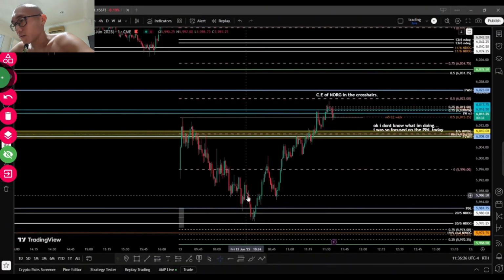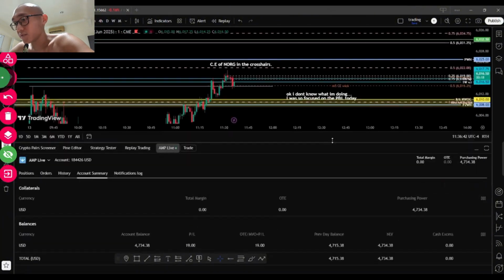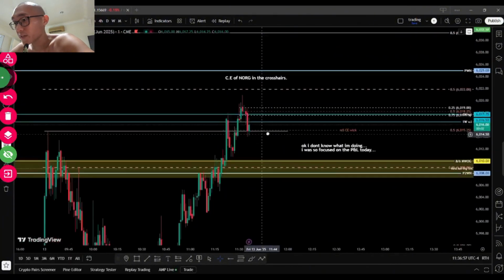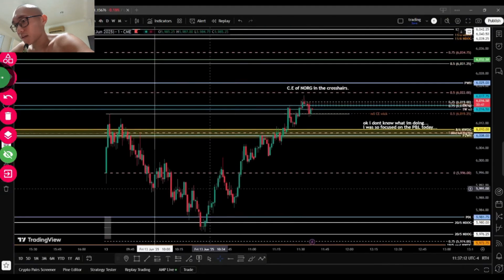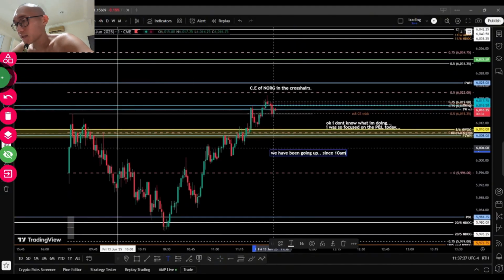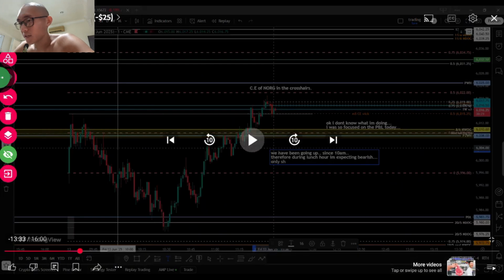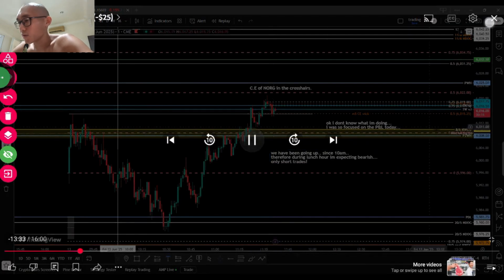So anyway, we formed a swing high without reaching the 6022 level, which is the C of the new opening range gap. So right now I'm just constantly recalibrating. Okay, right now it is the lunch hour, and I said during 10 o'clock we've been going higher.